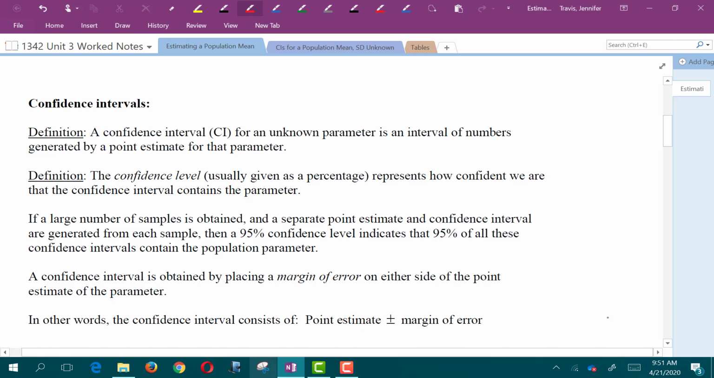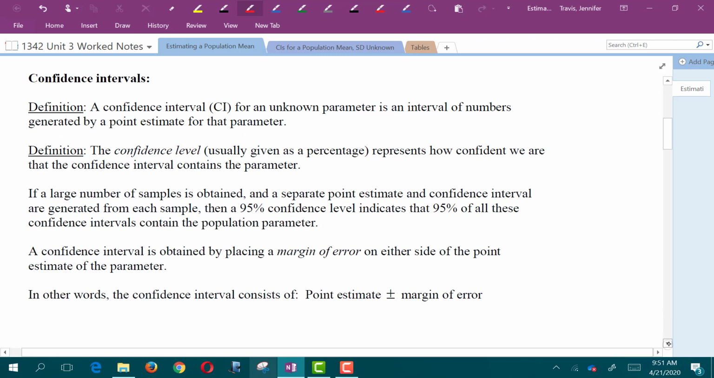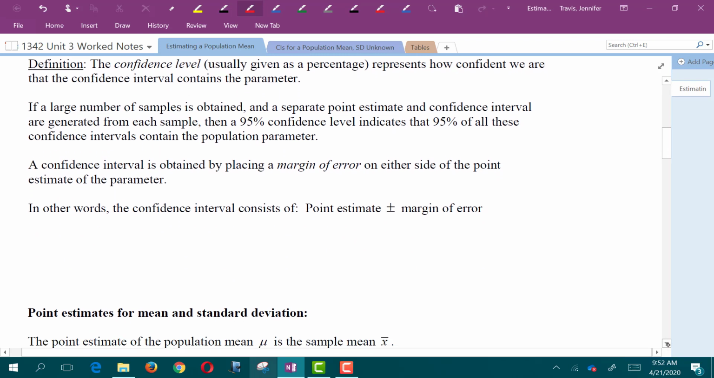So how do we get the confidence interval? We start with the point estimate of our parameter, and then we put a margin of error on either side. So basically, we take the point estimate, and then we add and subtract the margin of error. And that is true no matter what we are estimating, whether we're estimating the population mean, the population proportion, or the population standard deviation. Same approach. We always take the point estimate, add and subtract the margin of error.